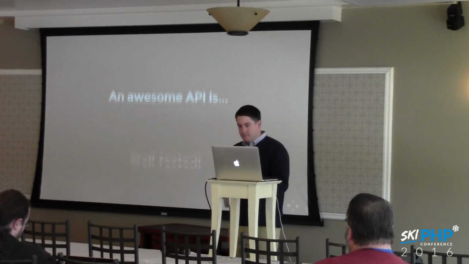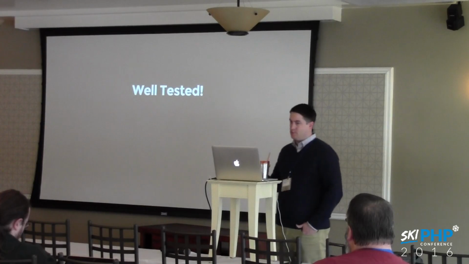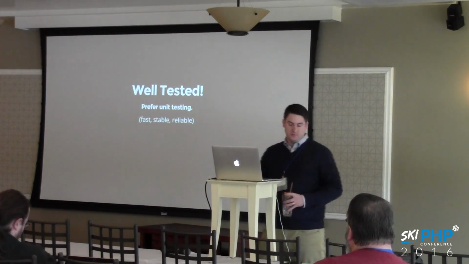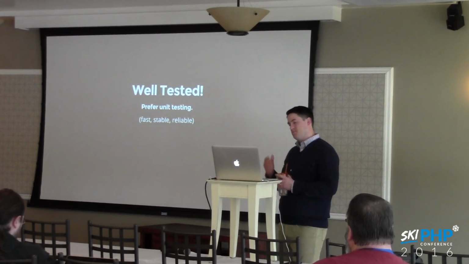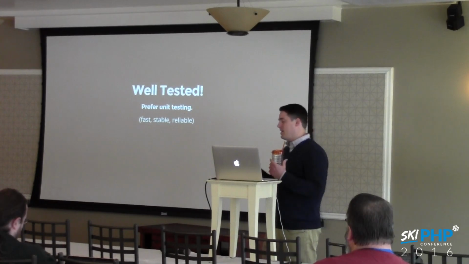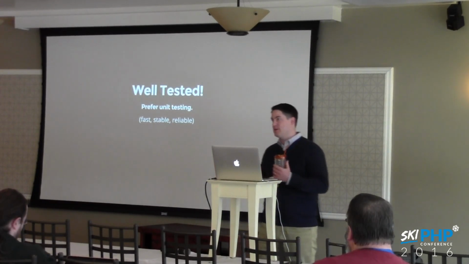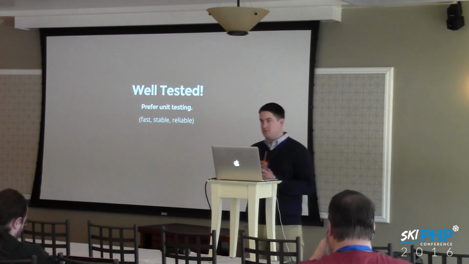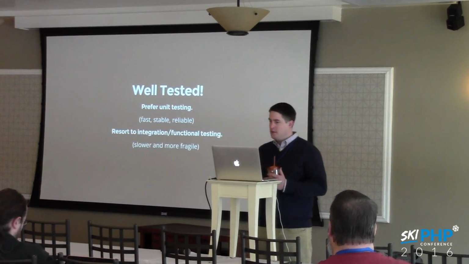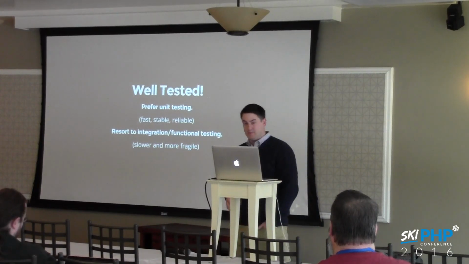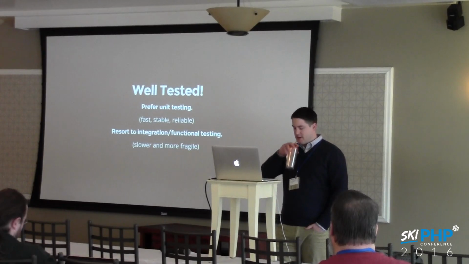So what else do we need? An awesome API has to be well tested. I'm not going to go into why you test it. Please be testing your code. The tests we like are unit tests. Anytime we can get down to the unit level to test something, it's typically faster, more stable, more reliable. As a fallback, we can do higher level integration or functional testing, but be warned, this can be slower and more fragile.